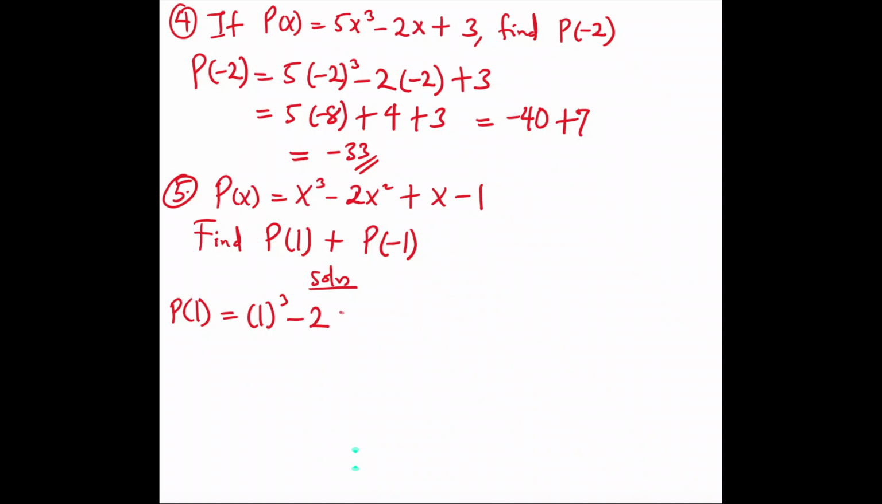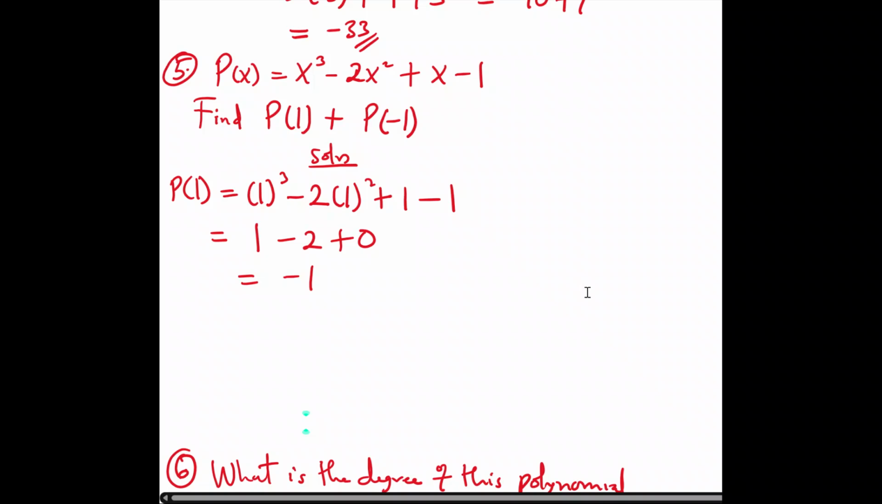So that will be 1 raised to power 3 minus 2 into 1 raised to power 2 plus 1 minus 1. Okay, so 1 raised to power 3 is 1, minus 2 times 1 squared is minus 2, and then plus 1 minus 1, they will cancel each other, so that will be 0. Okay, so we have 1, and 1 minus 2 is going to give us minus 1.